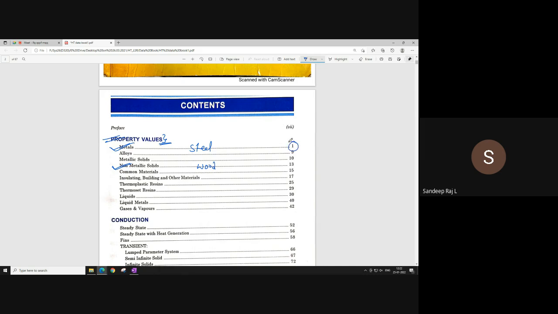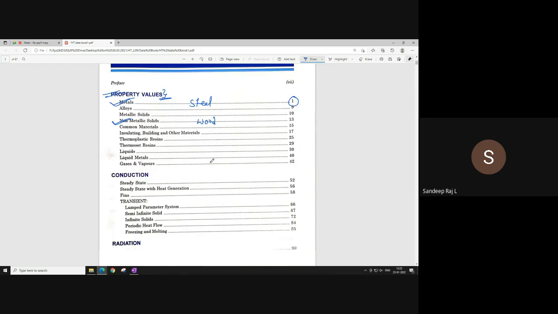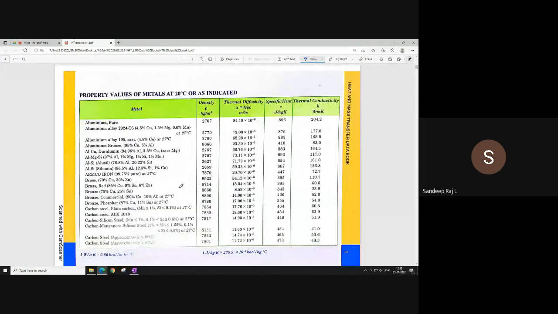Let us go to page number 1 first. On page number 1 you will see the thermal conductivity of the steel. The thermal conductivity of the steels will be, see, this is page number 1, and it starts here. You have various kinds of steels here, the carbon steels. If you observe the thermal conductivity value, what is the thermal conductivity value of the steel? It is around 50 watt per meter Kelvin.